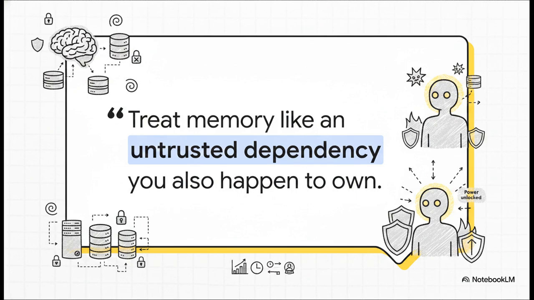Treat memory like an untrusted dependency you also happen to own. At the end of the day, it's a database. It needs retention policies, access controls, versioning, and metrics. You have to assume everything inside it is attacker-controlled until you prove otherwise. By building your agent, intentionally attacking it, and then relentlessly hardening it, you can safely unlock the true power of AI.